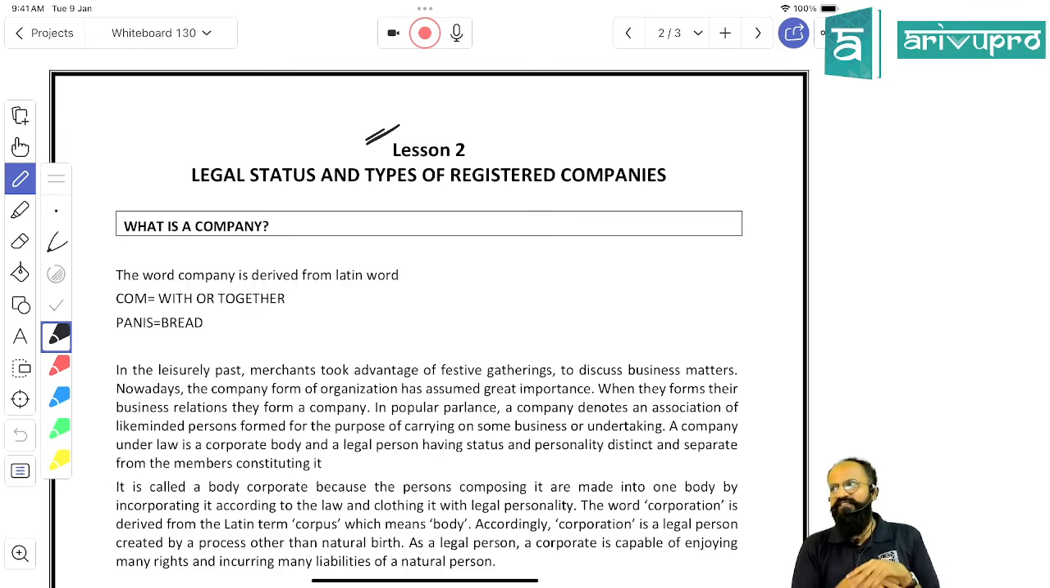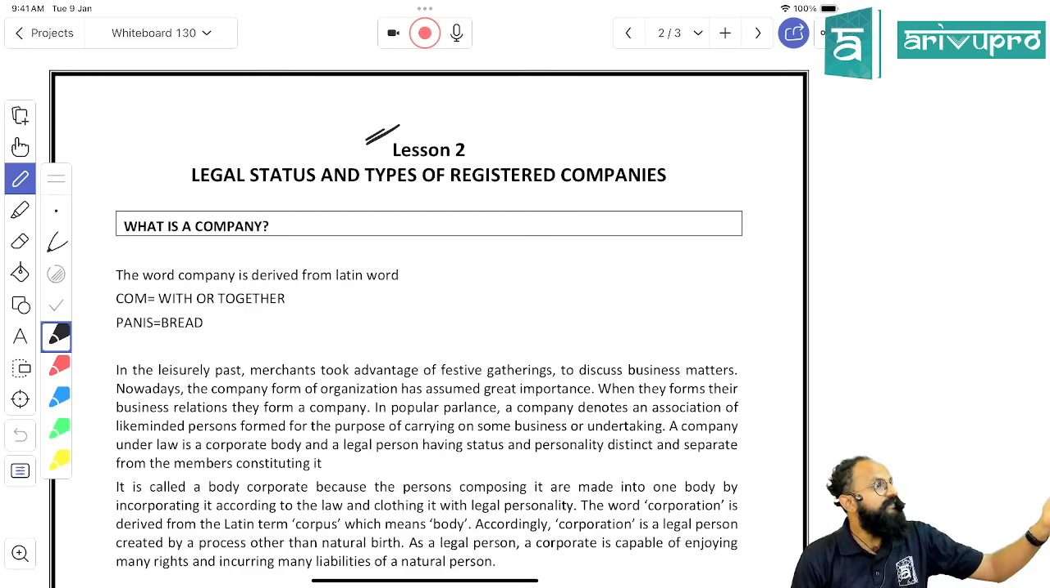Any other characteristics? Any other characteristics of a company? It is limited by shares. Okay. It can be limited by guarantee also. It can be unlimited also.